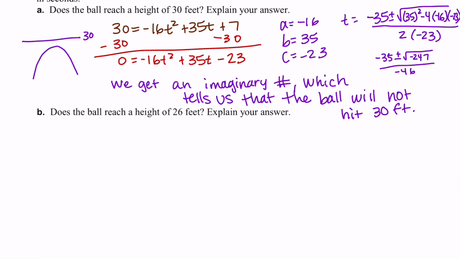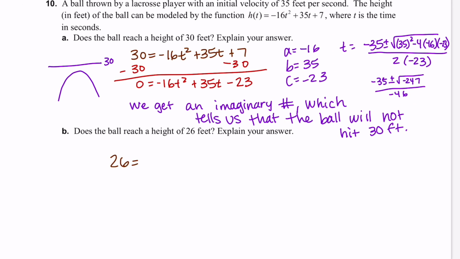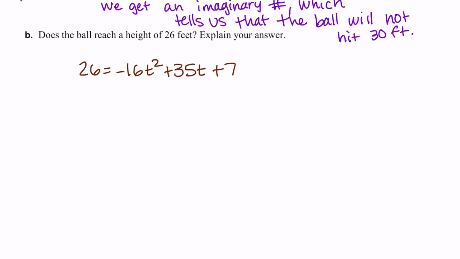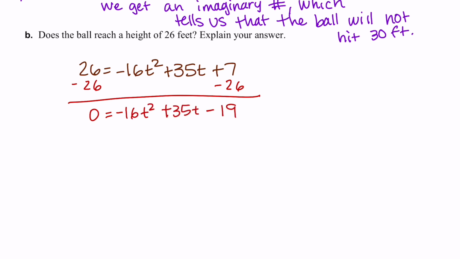Okay, let's try another one. Let's try 26 feet this time. Instead of 30 being put in for height, we're going to put 26 in there. And it's just asking, does it hit 26 feet? So we actually don't have to solve it. We just need to figure out the discriminant, which is the b squared minus 4ac. So if I take my b squared minus 4ac, I get 35 squared minus 4 times a, which is negative 16, times c, which is negative 19.